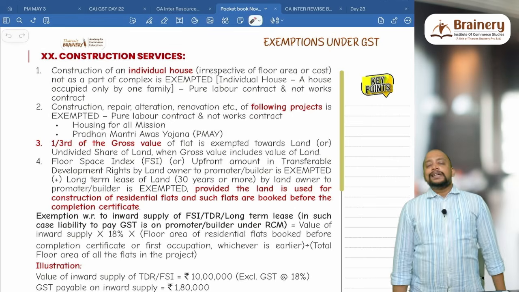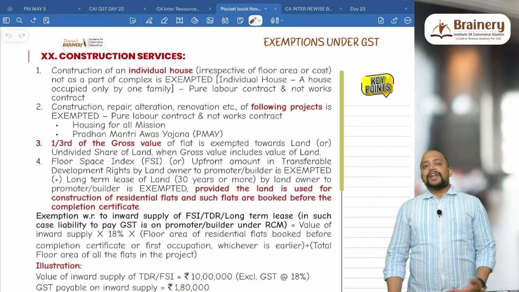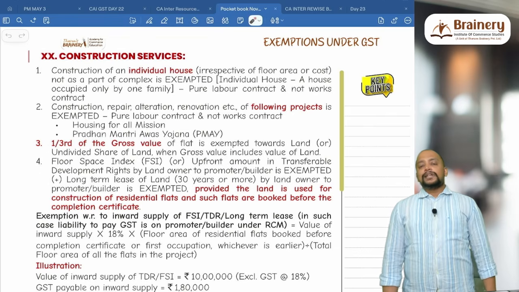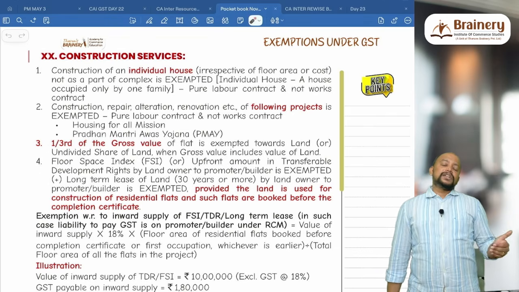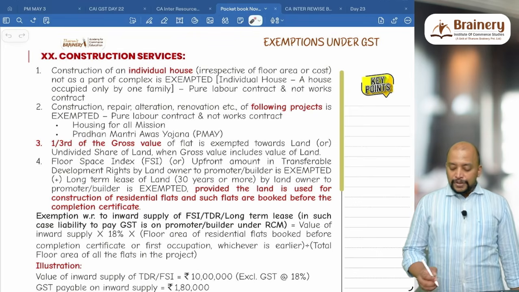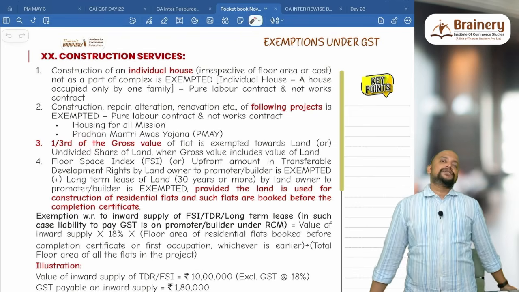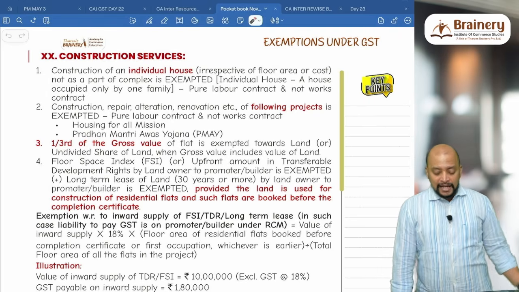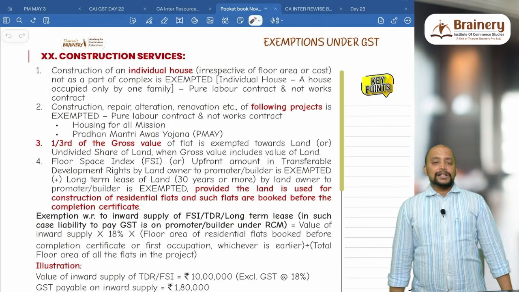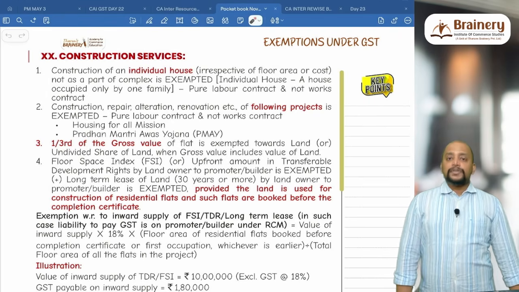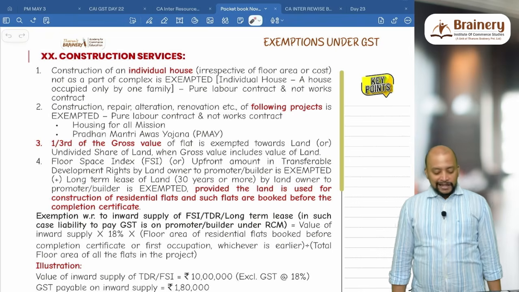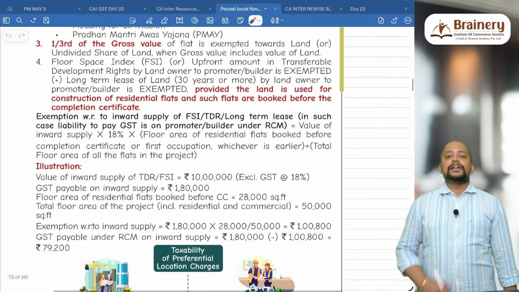Then third point, in case of sale of a flat including the land, in that case towards the land there is a 1/3 reduction. So towards UDS, undivided share of land, 1/3 of the gross value of the flat. We need to see the total consideration received for the flat. In that, 1/3 will be exempted towards land or undivided share of land when the gross value includes the value of land. Then we have TDR, FSI and long-term lease.